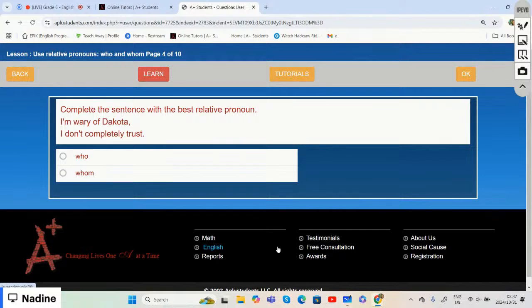The next one says, I'm wary of Dakota, who I don't completely trust. Or do I say, I'm wary of Dakota, whom I don't completely trust?